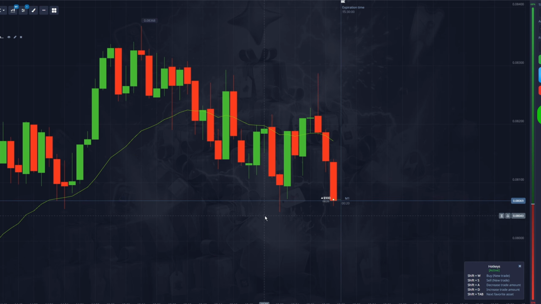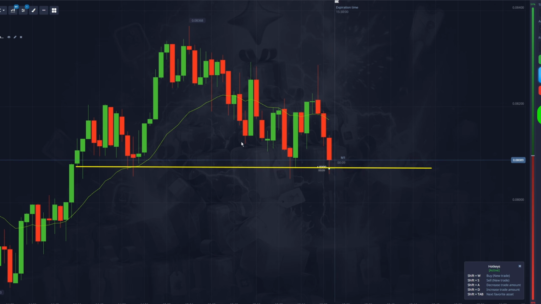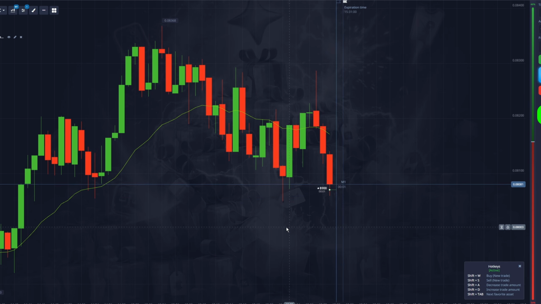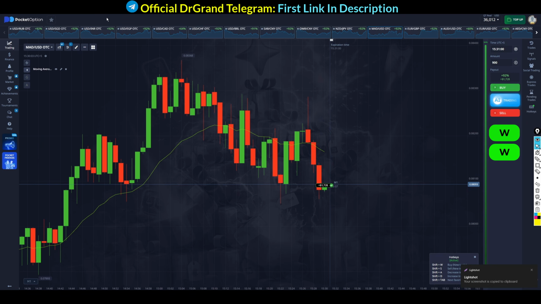Oh, why am I taking 900? Let's see how this is going to close. We also have this intersection as a common point of rejection, as you can see. And this is a demand zone. That was a beautiful winning trade.